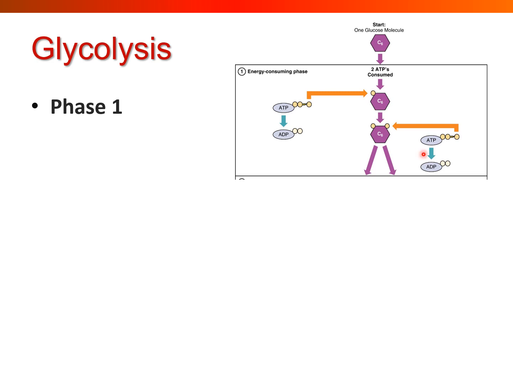And then with our second ATP, because remember this is a 2 ATP molecule investment phase, we're going to take that other phosphate from our second ATP and then add it to another corner. So basically we've utilized 2 molecules of ATP, leaving behind 2 molecules of ADP.